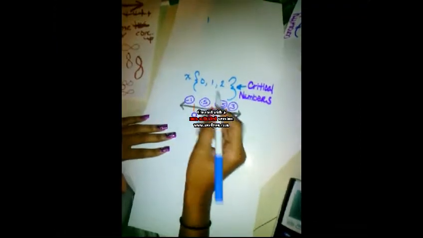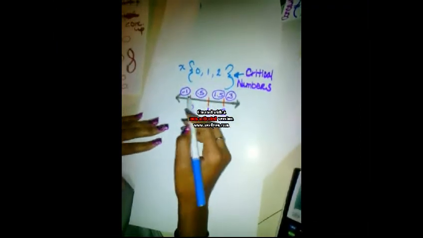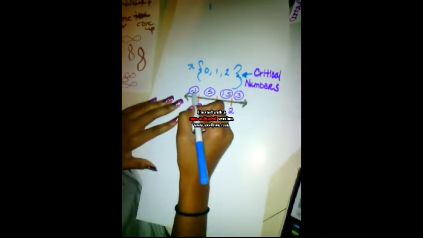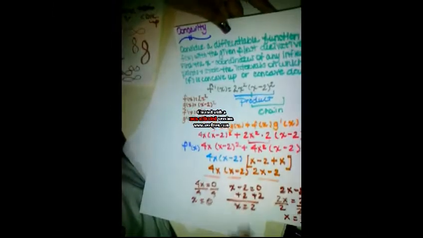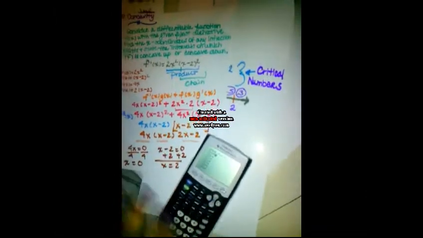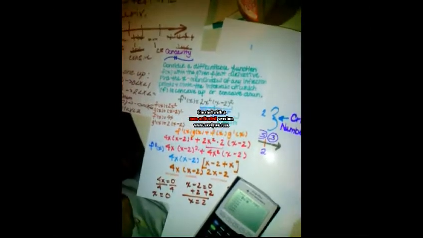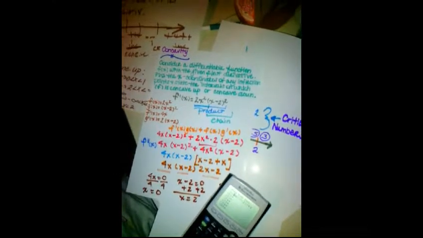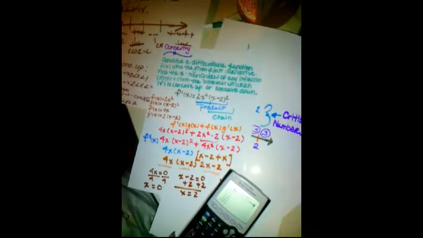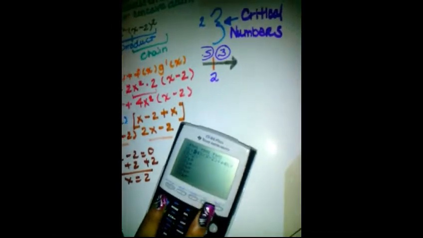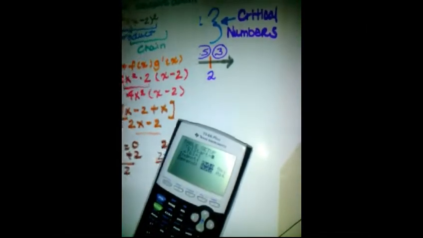Okay, now we got our critical numbers, 0, 1, and 2. We put them on a number line. These are our critical numbers, and these are the numbers we're going to test. The test numbers go in the second derivative, which is right here. We put that in the calculator: (x minus 2) squared plus 4x squared times (x minus 2). Second window, and you type in your test numbers. Negative 1 is first.